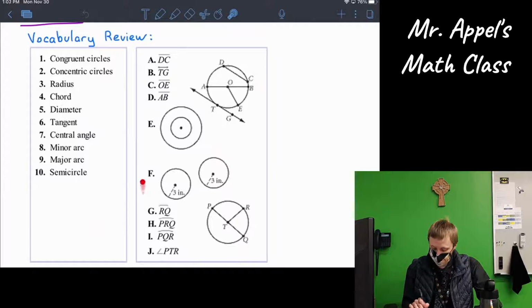The correct answer, of course, is F. These two right here are the congruent circles. They are the same size. Both have that 3-inch indicator for the radius there. Speaking of a radius, that of course goes from the center to the outside. So if you had to name one, you would find something from this diagram here: OA, OE, OB, could be any of those on the list. C, O to E is a radius.